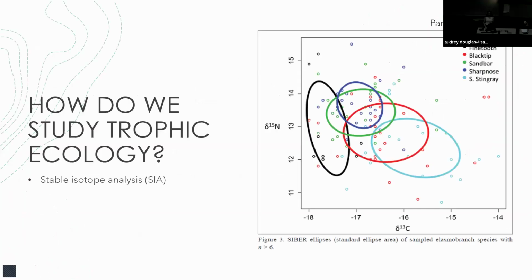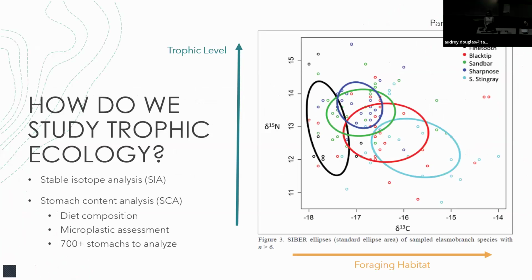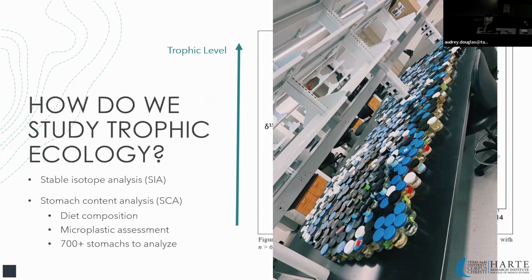So to do this, how we're studying trophic ecology, we're going to use 2 different methods. One of those is stable isotope analysis, where we will look at the nitrogen signatures, which will give us an idea of their trophic level, as well as the carbon isotope signatures, which will give us an idea of where they are foraging. We will also be doing a stomach content analysis to look at their diet composition and the microplastic assessment there. And again, thanks to those lovely collaborators at the Center for Sportfish Science, I have over 700 stomachs to analyze, so quite a few stomachs to literally sift through.